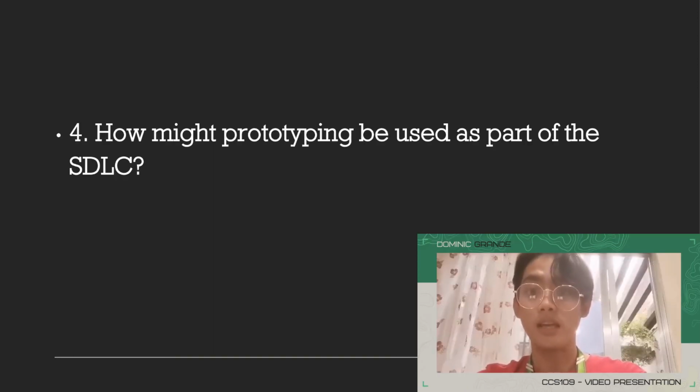So, how might prototyping be used as a part of the SDLC? Prototyping is used to allow the users to evaluate the developer's proposal and try it out before implementation. It also helps understand the requirements which are user specific and may not have been considered by the developer during product design.